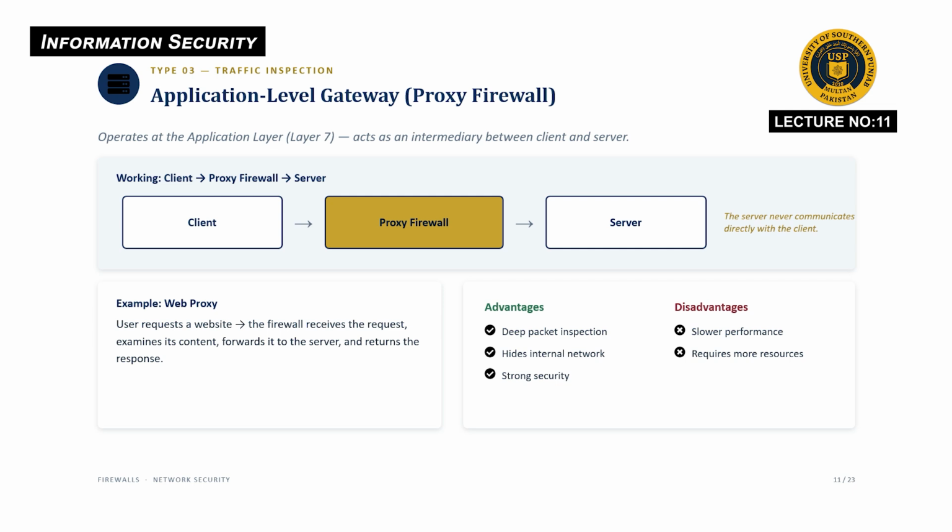Instead of communicating directly with the server, the client sends requests to the proxy, which examines and forwards them. The advantages of an application level gateway are deep packet inspection, hiding the internal network, and strong security. And the disadvantages are slow performance and requiring more resources.